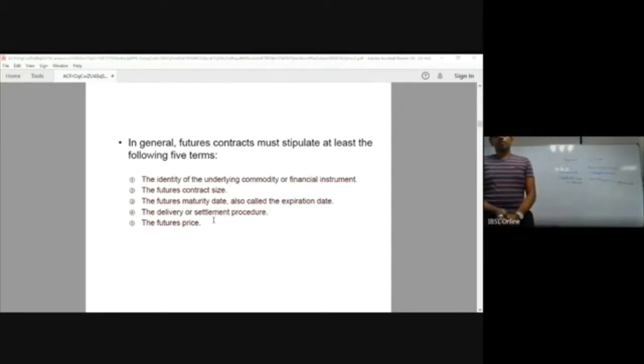The futures contract size. Okay, so if it's crude oil, it trades in lots. So one lot of crude oil is 1,000 barrels. How many lots are you buying? You can't buy 1.5. Like buying a loaf of bread, you can't go and ask for 1.5 loaf of bread. No. Futures, you have to buy the full thing. You can't buy bits and pieces. The futures maturity date, also called the expiry date or the delivery date. The delivery or settlement procedure, cash or physical. Then the futures price.